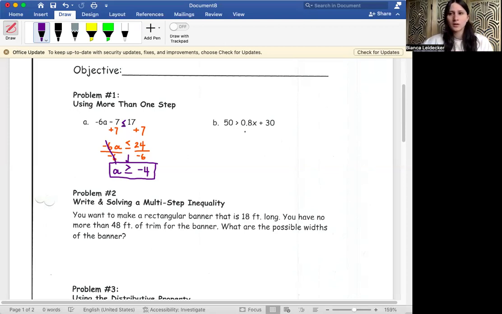B, same steps here. I'm going to add 30 to both sides. I'm left with 80 over here is greater than 0.8x. This cancels. I'm going to divide by 0.8 in order to get x by itself.